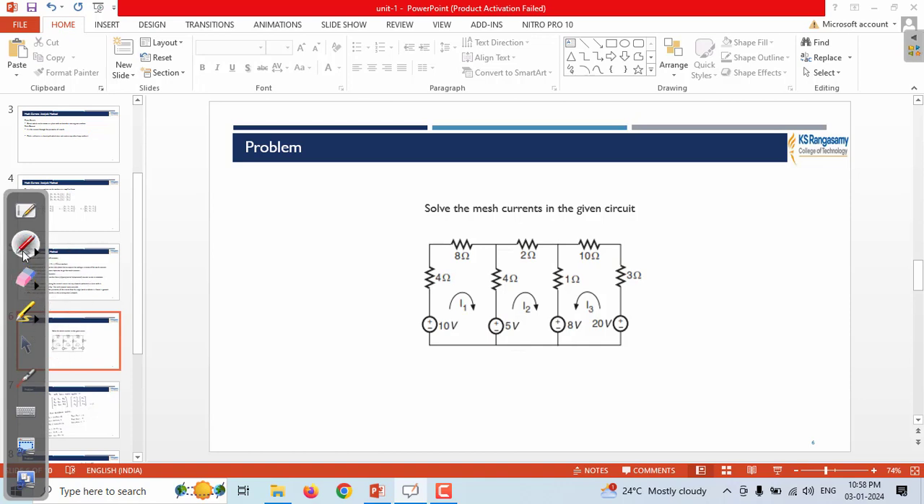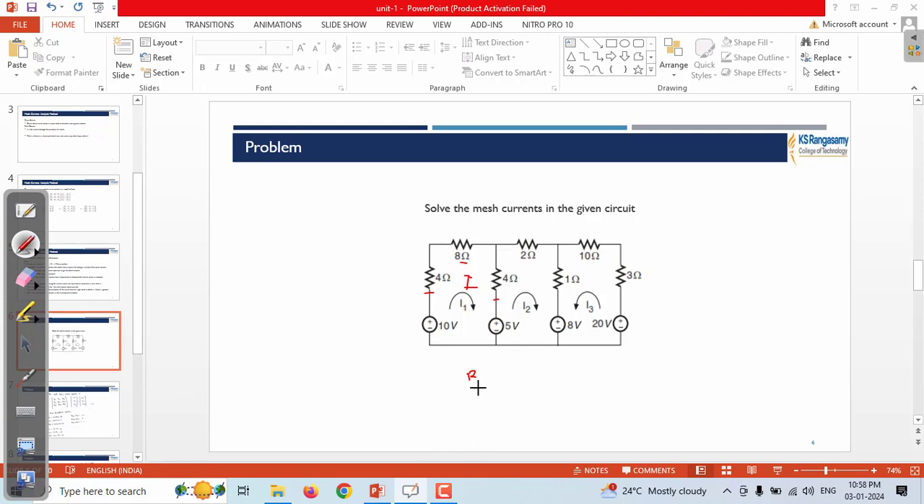this is loop 1. So the total resistance present in loop 1 is 4 plus 8 plus 4, that is 16. So R11 is the total of the 3 resistances. And what is the meaning of R12? R12 means the resistance common between 1 and 2.